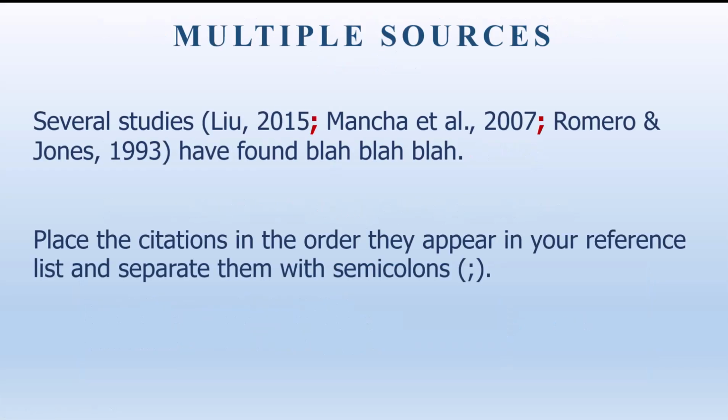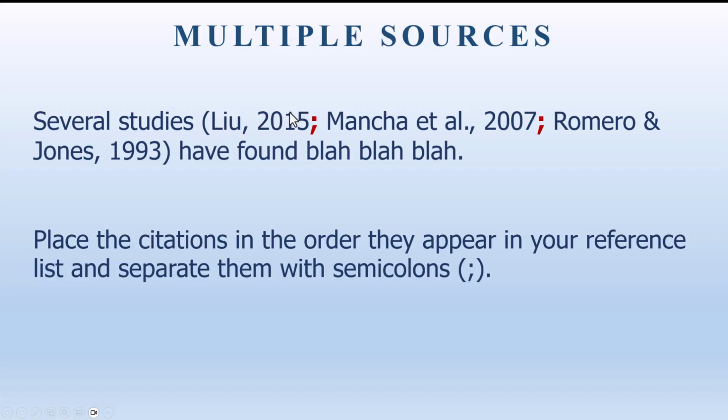Sometimes you need to cite multiple sources for some fact. So, several studies have found, okay, when you are doing that, you put all of them inside one single set of parentheses. Okay, you don't list them out all separately. You put them in the order that they would appear in your reference list, which is to say they're going to be in alphabetical order by the author's last name.